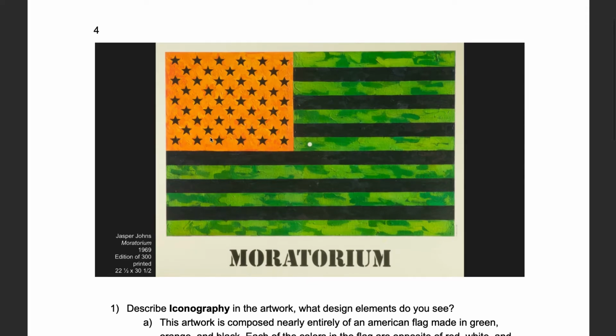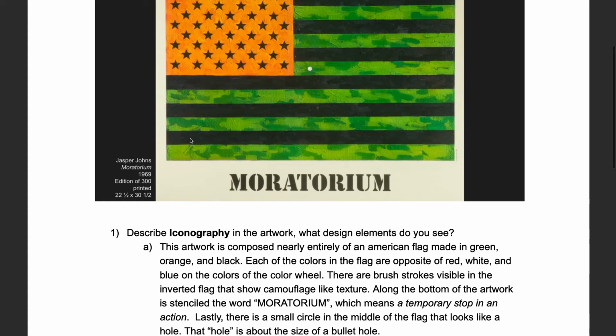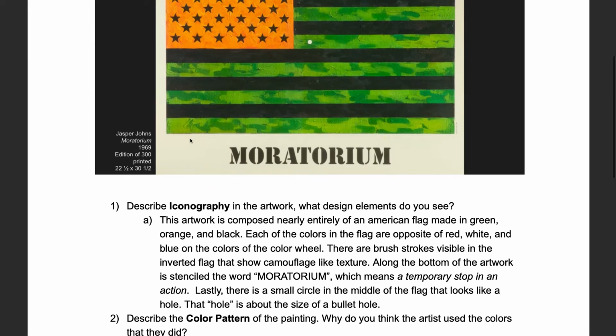Iconography in the artwork. And what design elements do you see? This artwork is composed nearly entirely of an American flag made in green, orange, and black. Each of the colors in the flag are opposite of red, white, and blue on the color wheel. There are brush strokes visible in the inverted flag that show camouflage-like texture.